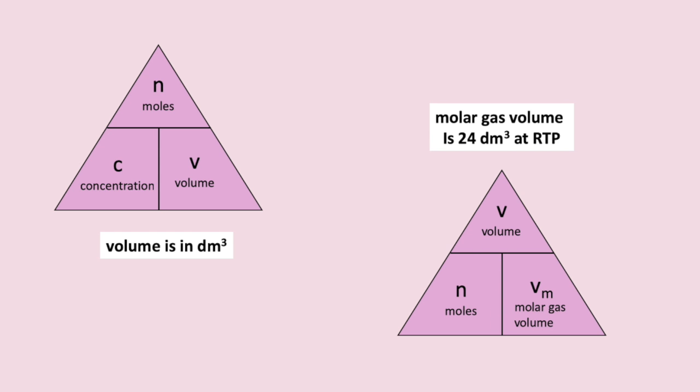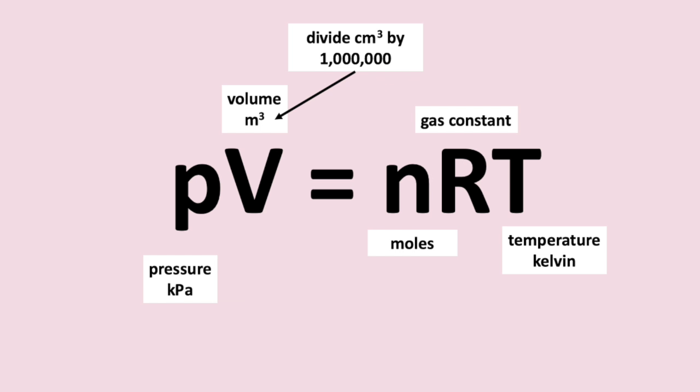Another equation is moles equals volume divided by molar gas volume. This is used to find the number of moles of a gas. At room temperature, the molar gas volume is 24 decimeters cubed. However, experiments don't always happen at room temperature. This is when we use the ideal gas equation.